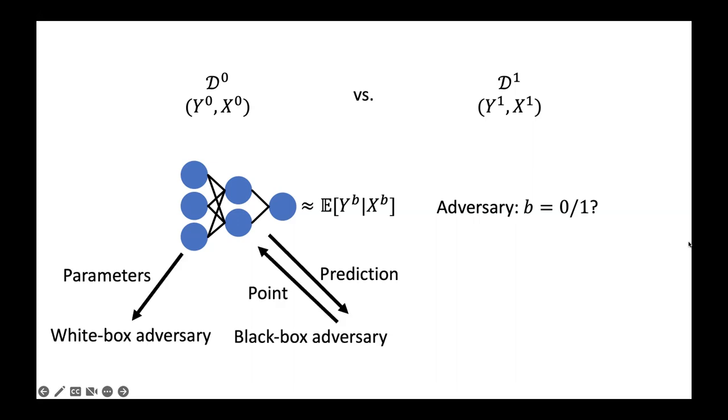The literature usually considers two settings. There's the white box setting where the adversary has access to the model parameters, and the black box setting where the adversary only has query access to the model.